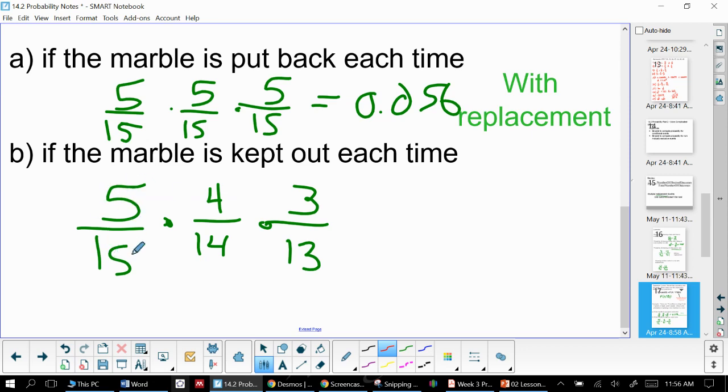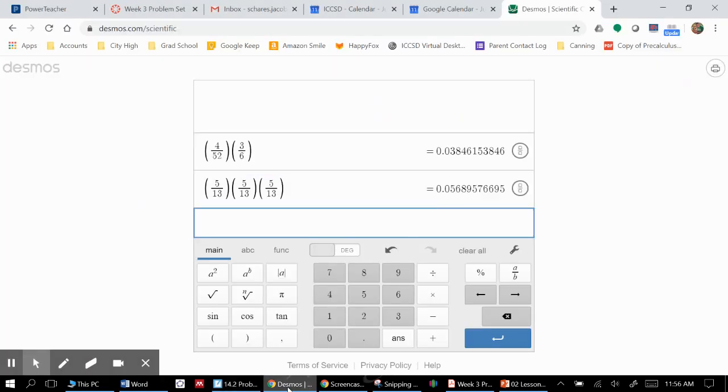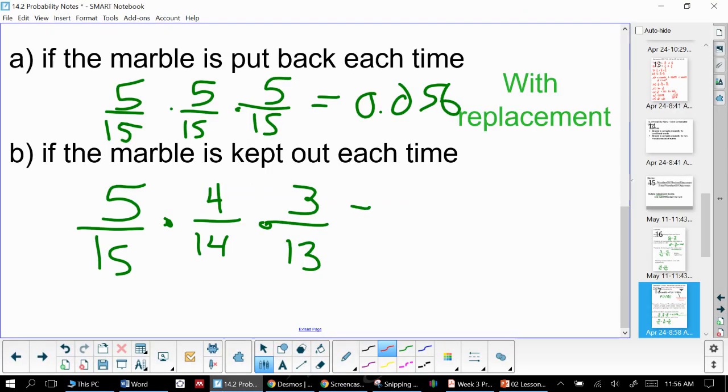So this is the probability for the first marble. This is the probability for the second one once we've kept that first one out. And then this is the probability for the third one, assuming that we've kept those first 2 out. And so let's take a look at what that does for our probability. We have 5 out of 15 for the first one, 4 out of 14 for the second, and then 3 out of 13. And you'll see our probability went way down, 0.022 as our probability there.